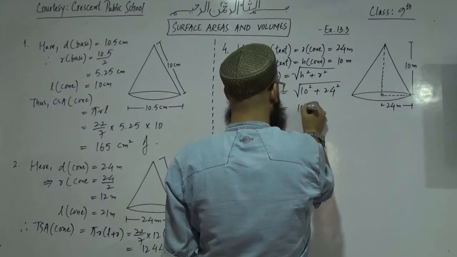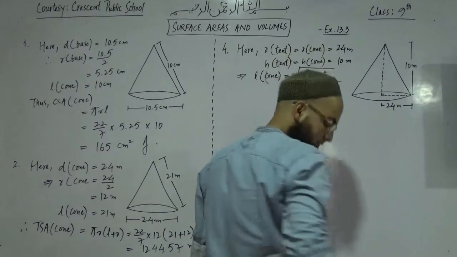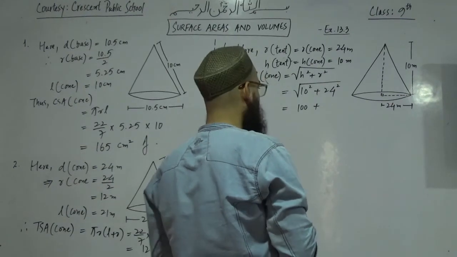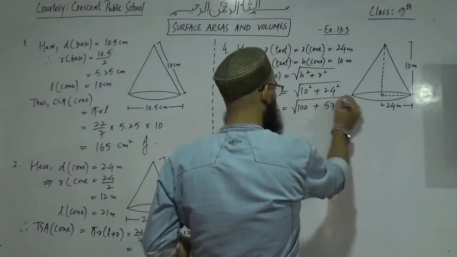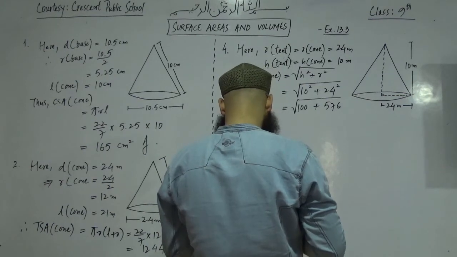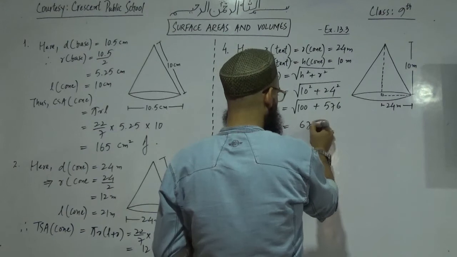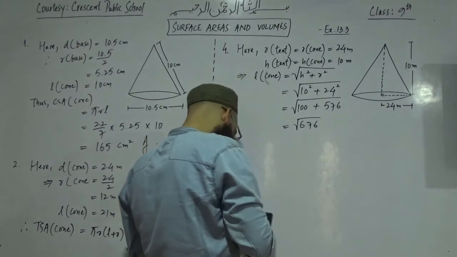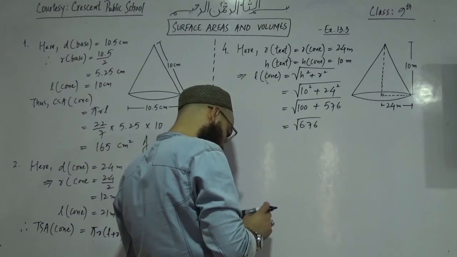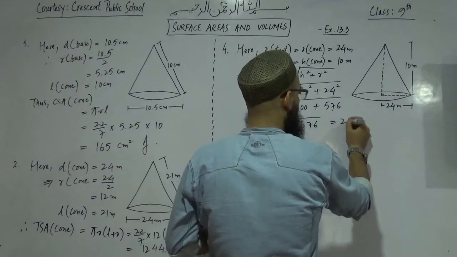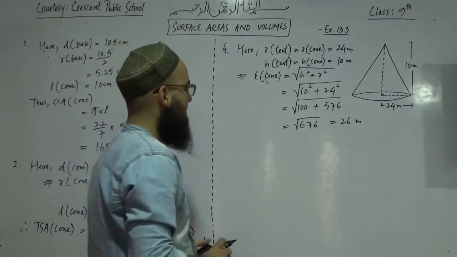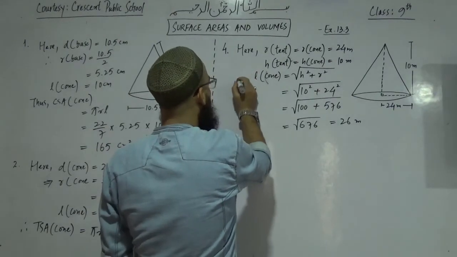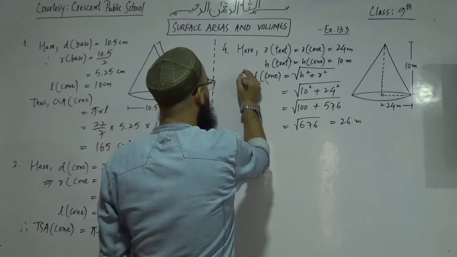That will give you 100 plus 576. Then you add 576 to 100, you get 676, then the square root of 676 is 26 meter. So you have a slant height of 26 meter. That was your first part, the slant height of the cone.